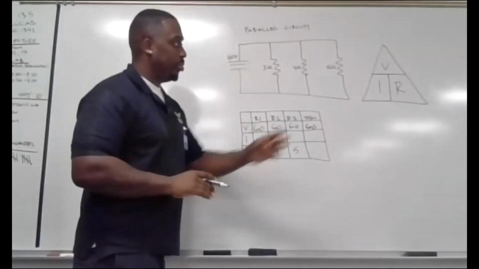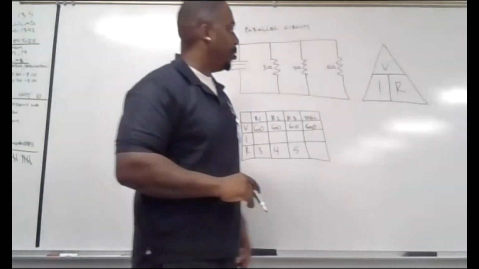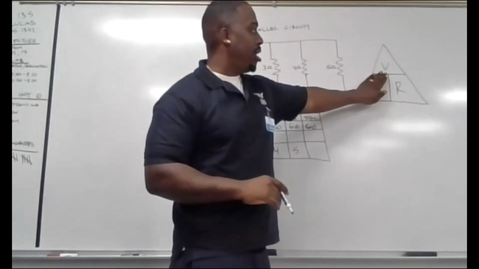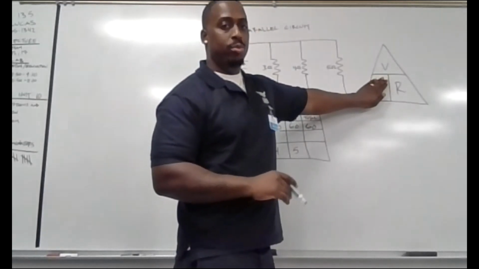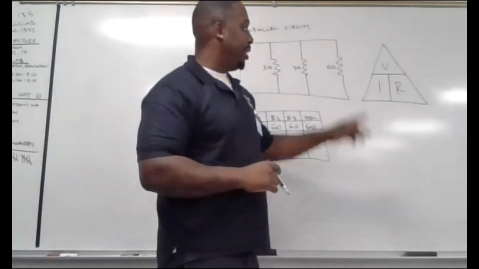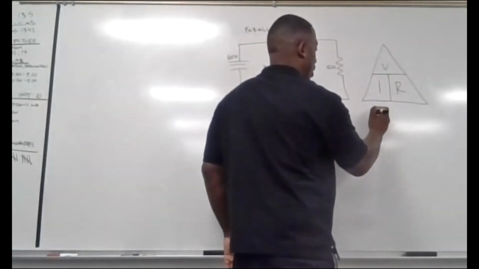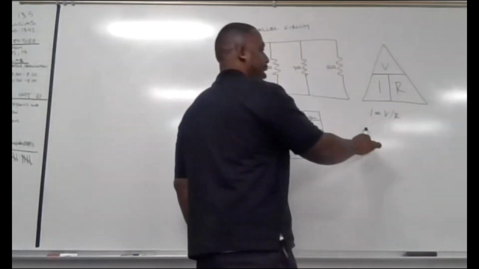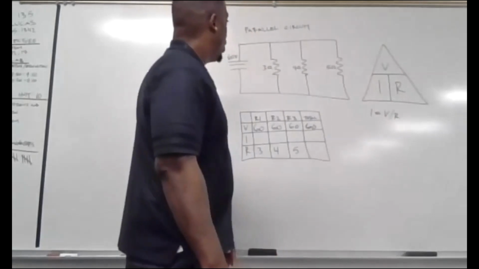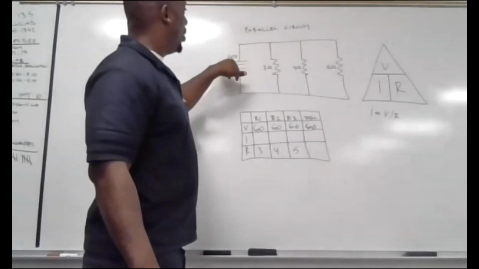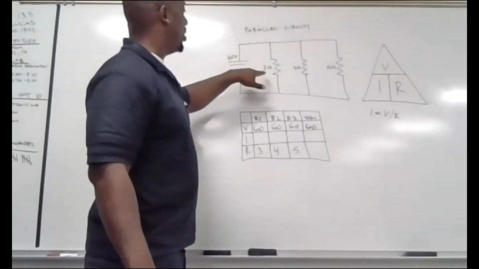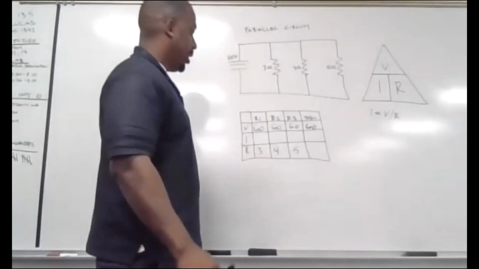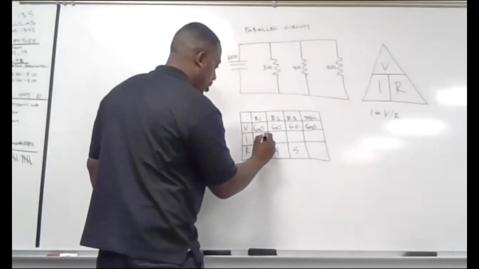To figure out our amperage, we're going to refer to our diagram over here. And remember, I is our amperage or our current. So I'm simply going to cover up I, and that leaves me with V over R. That means I equals V divided by R, or amps equals volts divided by resistance. So my voltage divided by my resistance on resistance number 1 is going to be 60 divided by 3, which is going to be 20. So I'm going to go ahead and put 20 right here.